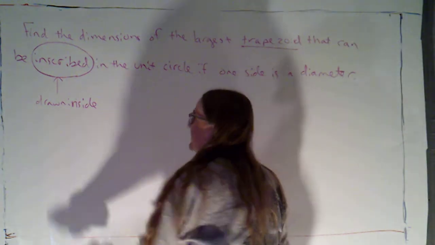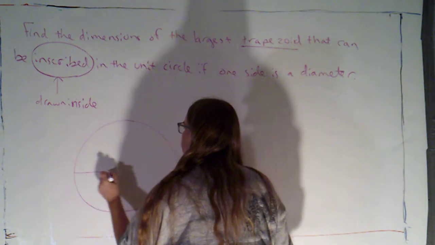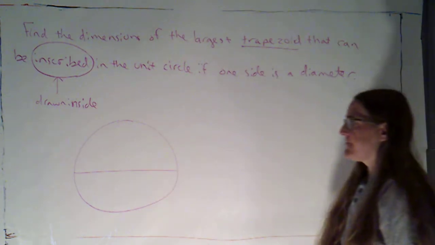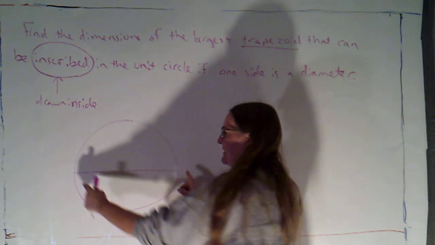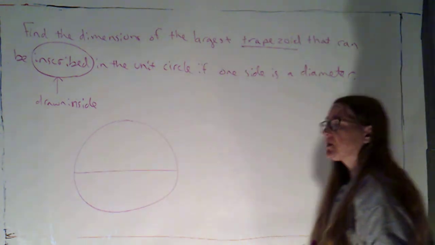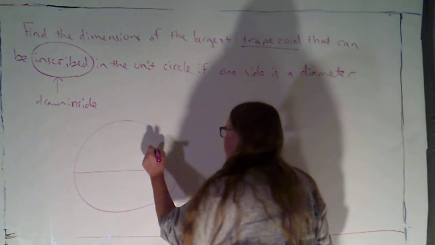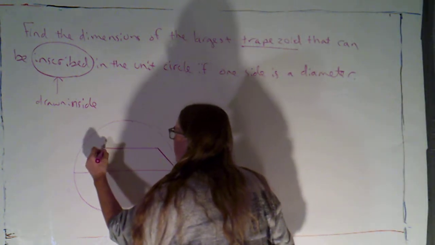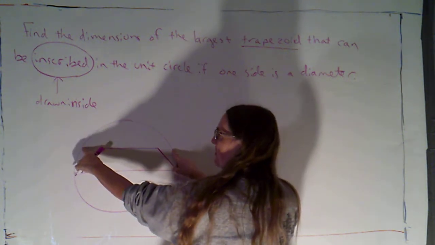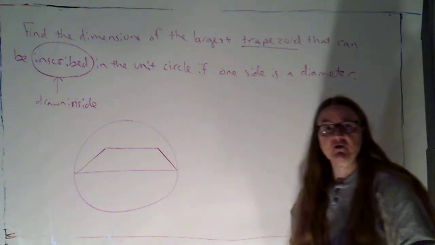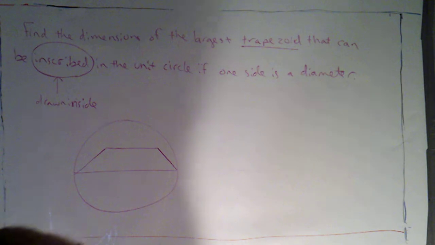I know I'm going to have the unit circle. One of the sides is going to be a diameter of that unit circle. So I'm going to call this the big base. That's going to be 2 because that's a diameter of the circle. And pretty clearly, that's not the biggest trapezoid that I could draw, because I could move these points out further and have them actually touch the circle in order to increase the area of this trapezoid.